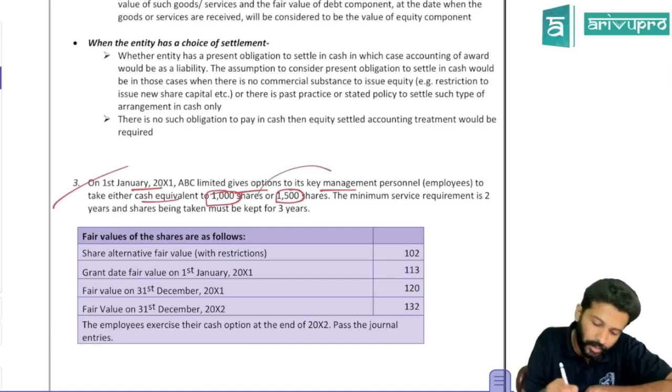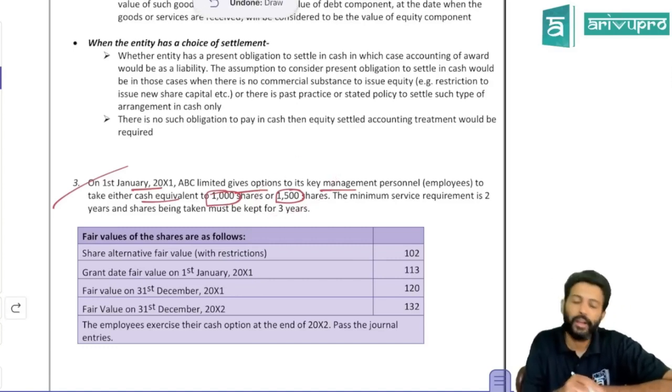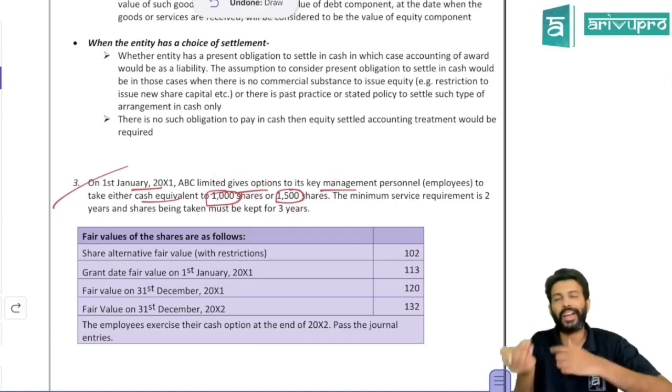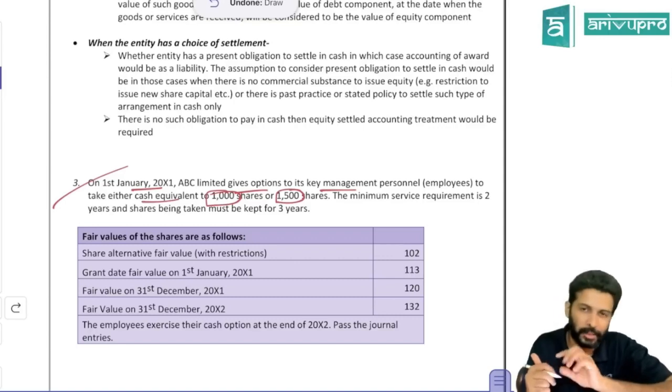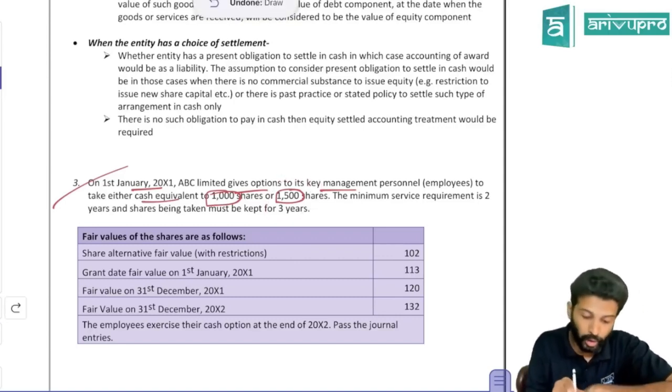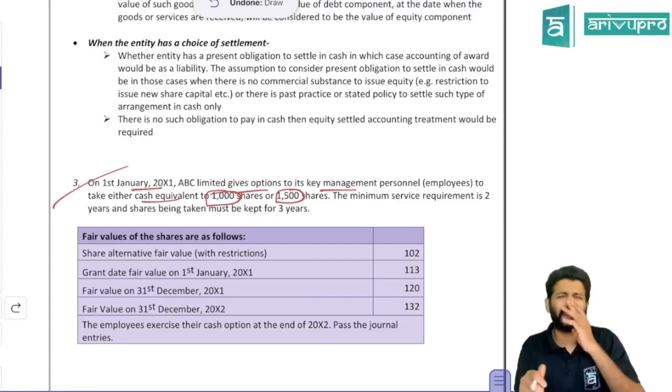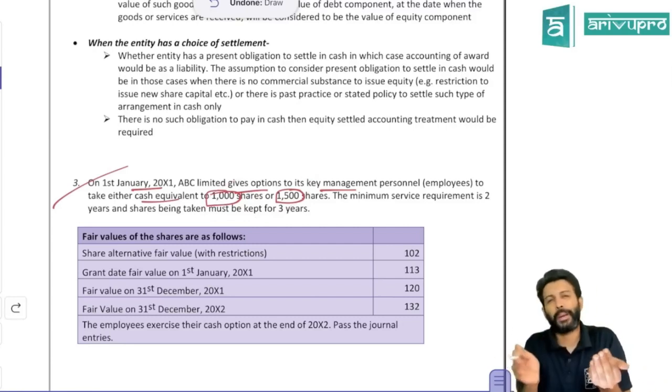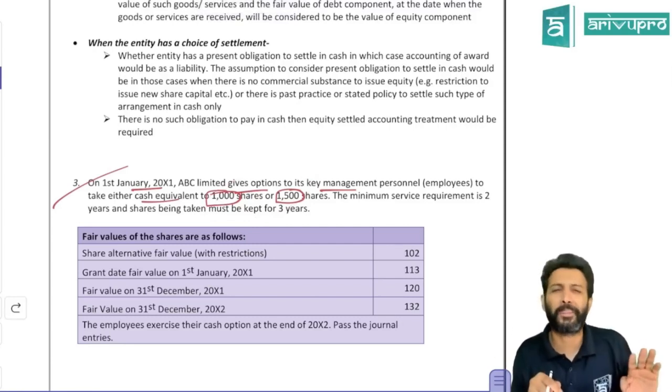They can either go for the cash settled plan and choose 1,000 shares, meaning the cash will be given based on the share price of 1,000 shares, or they can go for 1,500 shares. So why have they given a higher amount here, sir? Obviously, between the cash settled plan and the equity settled plan, employees will prefer the cash settled plan.